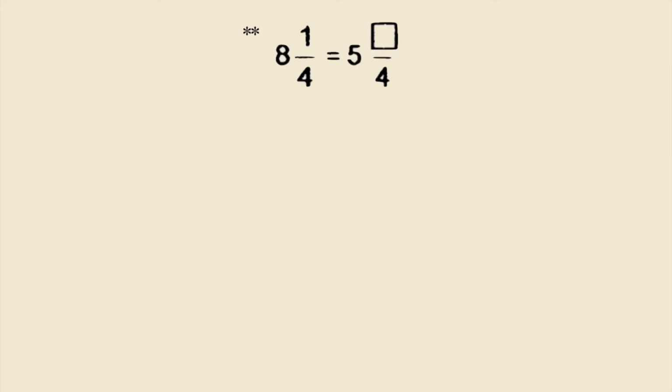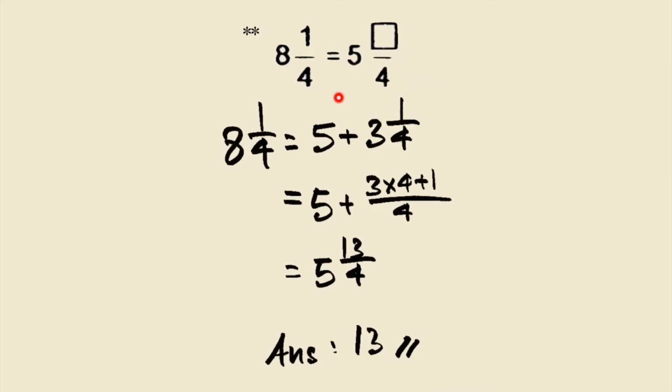Okay, so 8 wholes. Let's take out that 5 wholes, leaving behind 3 wholes and 1/4. So turn this into an improper fraction. So that will be 13/4. So the missing number is 13.